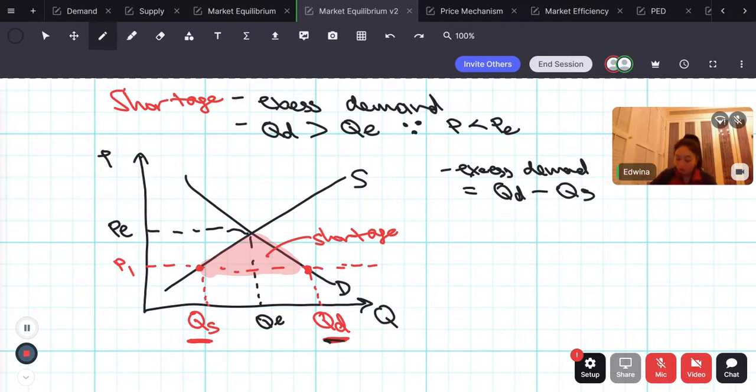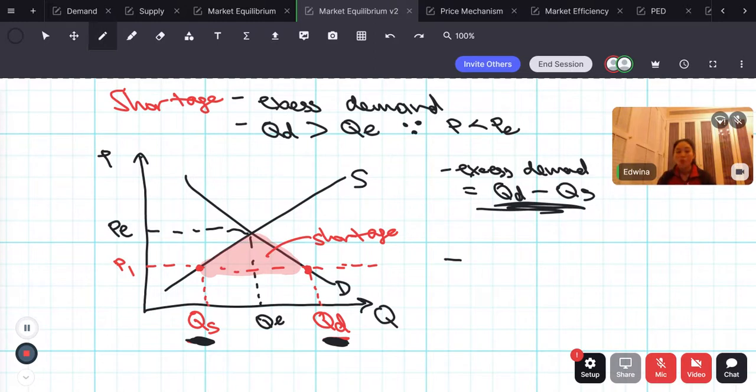Because quantity demanded is right here, yet we're only being able to supply over here. Why? Because suppliers don't want to supply a lot when the price is so low. It's not profitable for them. And so that's why quantity supplied is so much lower than quantity demanded. And so you see there's a clear disparity between quantity demanded and quantity supplied. And therefore we have excess demand equals quantity demanded minus quantity supplied, and that's the amount of shortage.